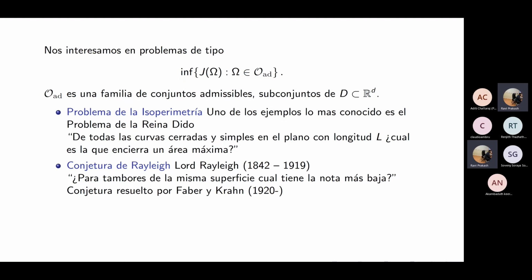The kind of problem which the talk relates to is that you're interested in minimizing a function which is defined on a family of domains. So this script O AD is the admissible class of domains. Maybe the class of open sets with some smooth boundary, or maybe open sets with Lipschitz boundary, or sometimes more irregular kinds of sets.